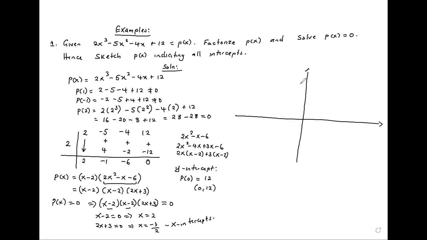And so we are ready to sketch. The only thing remaining is the y-intercept, which we said is just P of 0, giving us 12. So 0, 12. So what is the sketch here? Negative 3 over 2. This number is smaller than negative 1. We also have 2 here. The y-intercept is 12, somewhere there. So now we need to sketch.